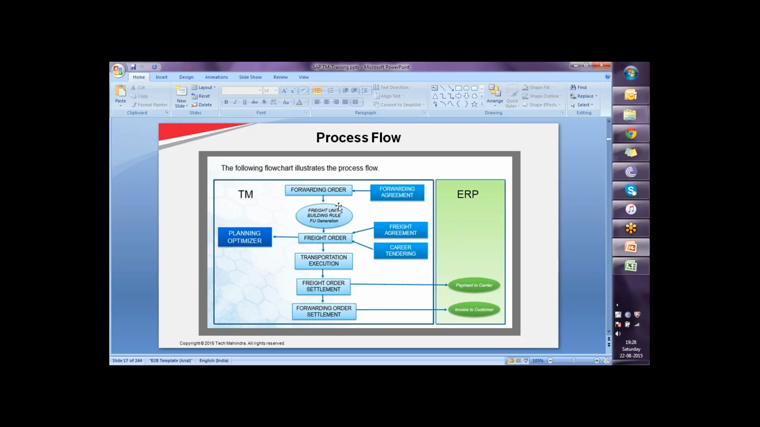Now, the freight order gives you information on each leg, whether it's pre-carriage, on-carriage, or main carriage. Of course, in that case, you have execution information. The freight order also gives you the information of your purchase organization and the supplier, from where you are purchasing the transportation services. When you purchase transportation services for a particular leg, you might subcontract that to a carrier. For that you do carrier tendering.